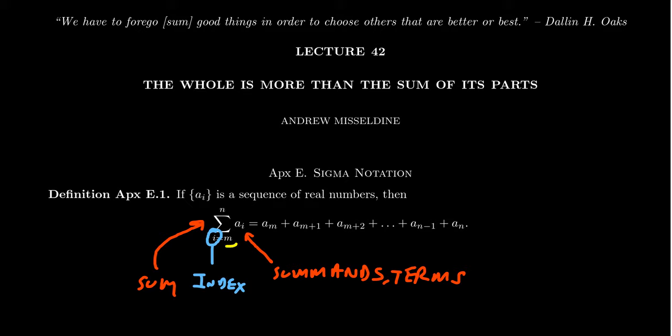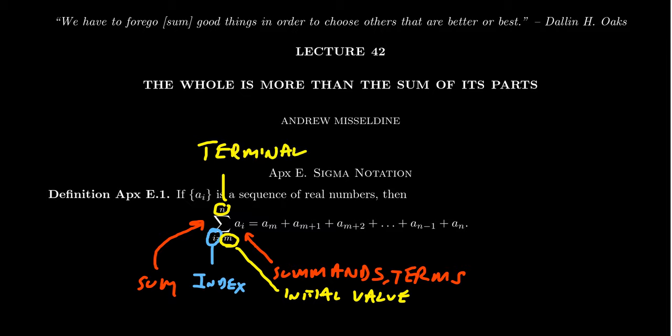And so this number right here, m, is going to be our initial value. This is the number that i starts at. And then this number on top, you can hardly see it anymore, is going to represent our terminal value. That is, it's the value that it stops at. So our sum will range from m to n.